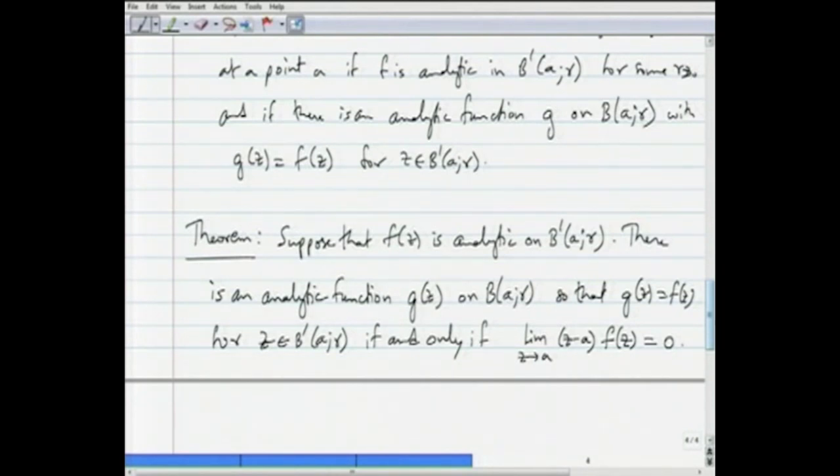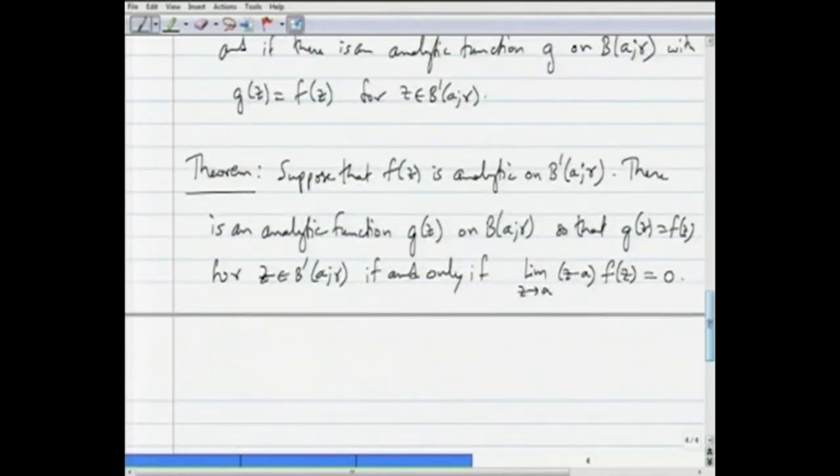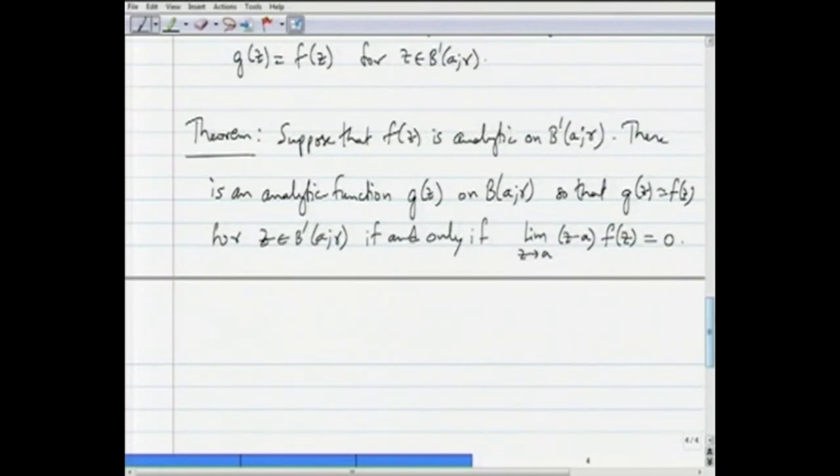So that direction is easy, but the other direction requires some work. In retrospect, this is equivalent to saying that there is an analytic extension of f onto the disk B(a, r) if and only if the limit as z goes to a of f(z) is defined, if the limit exists. I am saying this in retrospect of what we are going to do.